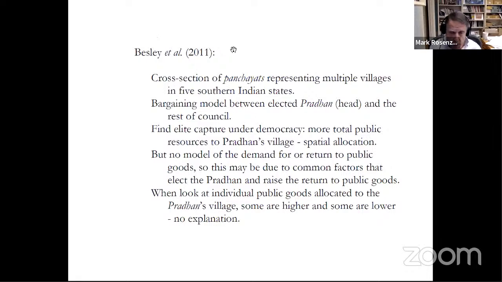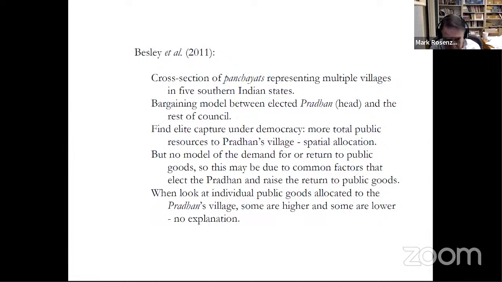There's an article by Besley and a number of co-authors. They have a cross section of panchayats. The ones that they focus on are panchayats that represent multiple villages in 5 Indian states. And what they find, they don't have a model of democracy. They have basically a bargaining model between the elected head of the council and the rest of the council. And they basically find elite capture of it in a particular way.